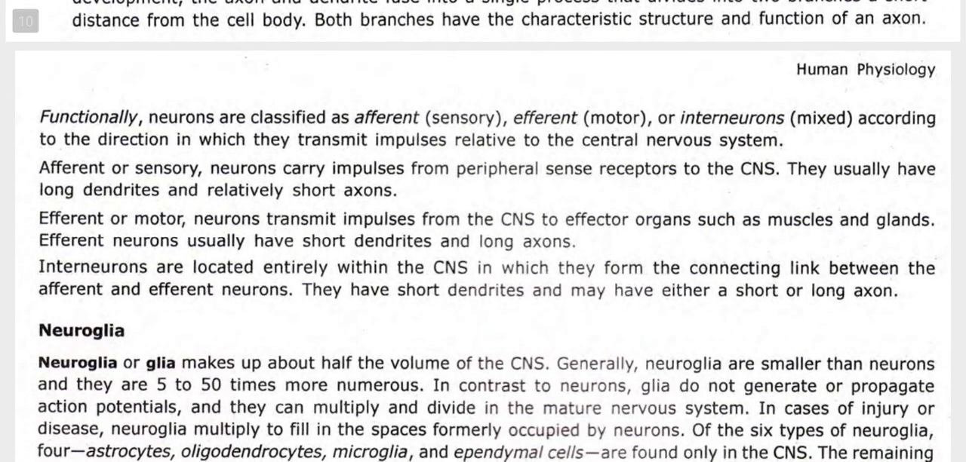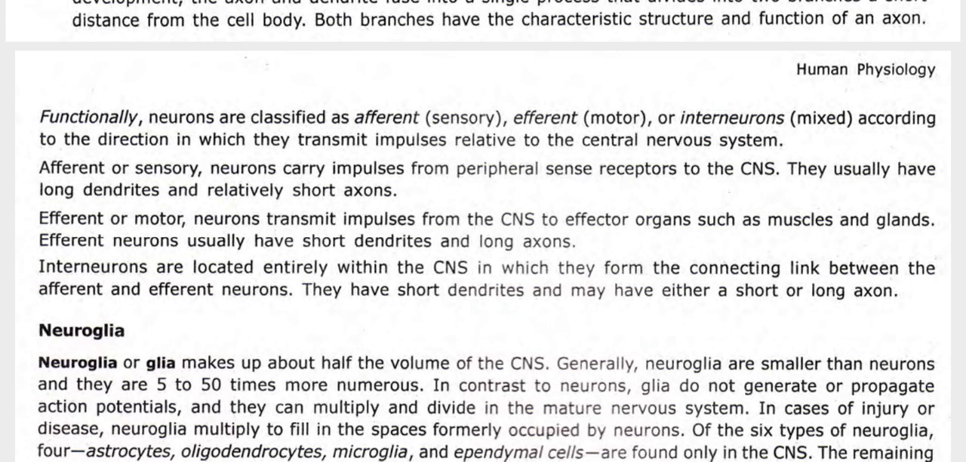Functionally, neurons are classified as afferent (sensory), efferent (motor), or interneuron (mixed), according to the direction in which they transmit impulses relative to the central nervous system. Afferent or sensory neurons carry impulses from peripheral sense receptors to the CNS. They usually have long dendrites and relatively short axons.